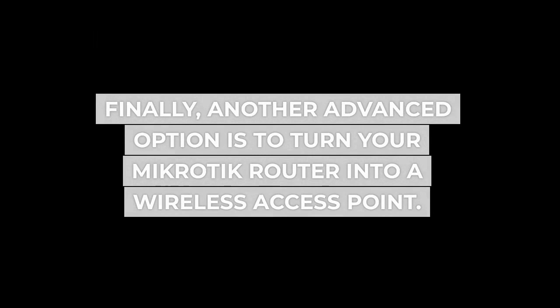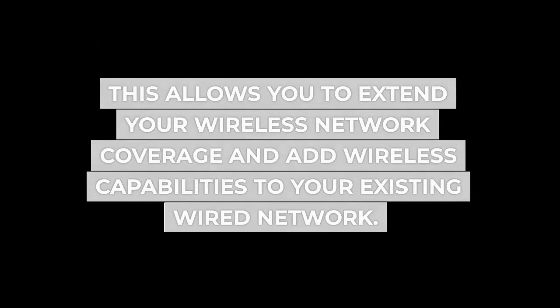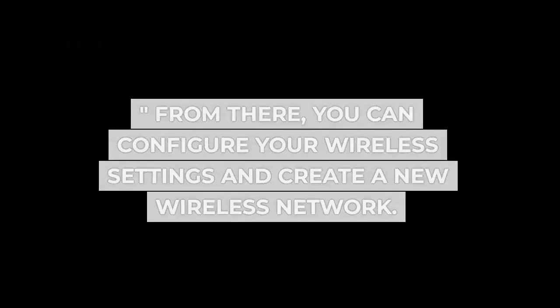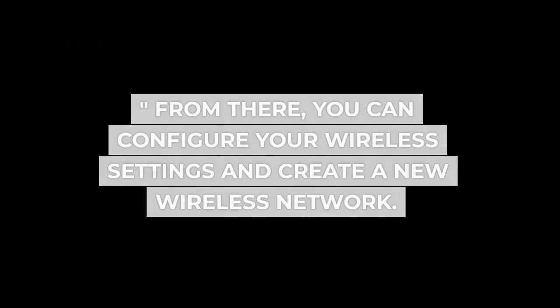Wireless access point. Finally, another advanced option is to turn your Mikrotik router into a wireless access point. This allows you to extend your wireless network coverage and add wireless capabilities to your existing wired network. To turn your router into a wireless access point, navigate to Wireless and then select Access Point. From there, you can configure your wireless settings and create a new wireless network.